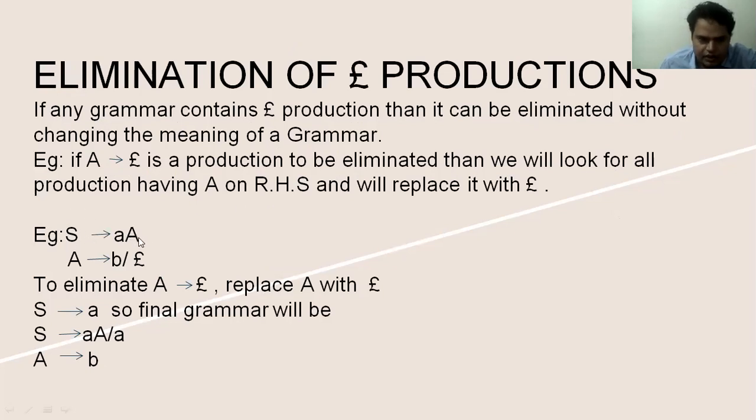S tends to small a, capital A tends to small b, epsilon. To eliminate A tends to epsilon, replace A with epsilon. So we replace A with epsilon, and then we put epsilon in the position of capital A, so we got S tends to A, and now the grammar will be S tends to A, capital A, and A tends to B.